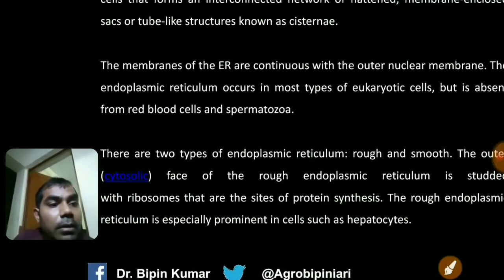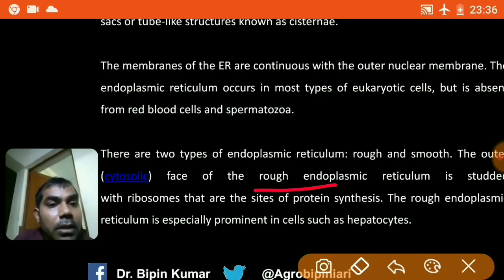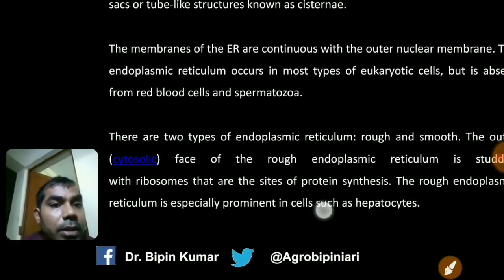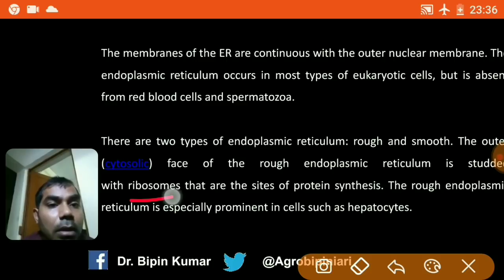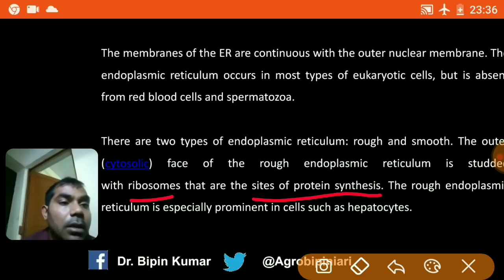One is the rough endoplasmic reticulum, the other is the smooth. There are two types. And if you see above the rough endoplasmic reticulum, there are some studded structures, studded with ribosomes, and that is actually the site of protein synthesis. So this was the question in our previous question. In that question, the question was asking what is the actual role of the endoplasmic reticulum. So from here you can see this is the answer.